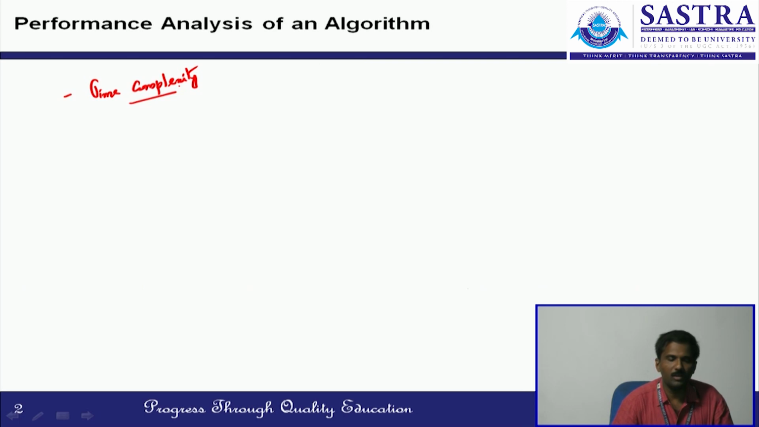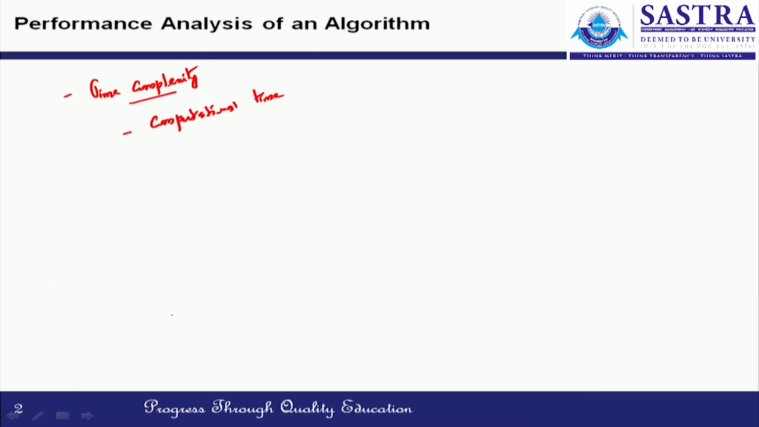We will focus on how to find the time complexity of the given algorithm. In this session, we focus on the computational time complexity of an algorithm. The time complexity of an algorithm defines the computational time required to complete the execution of the algorithm. The computational time does not depend on the compile time.